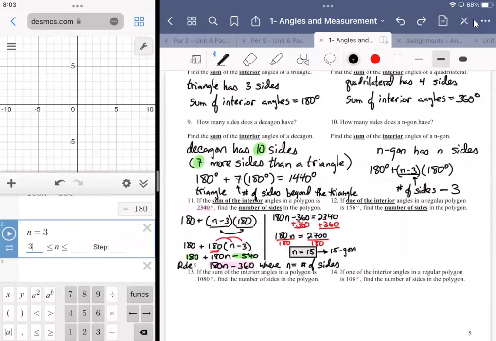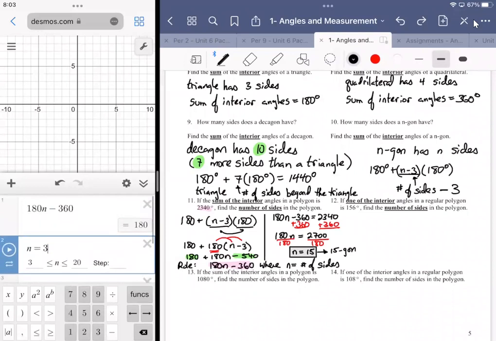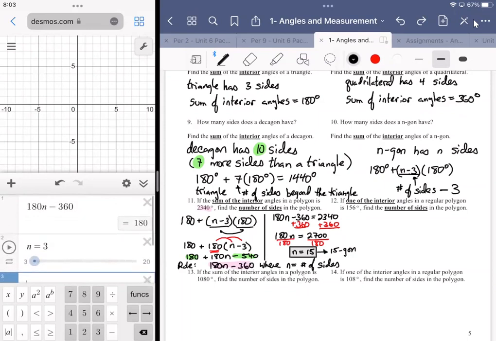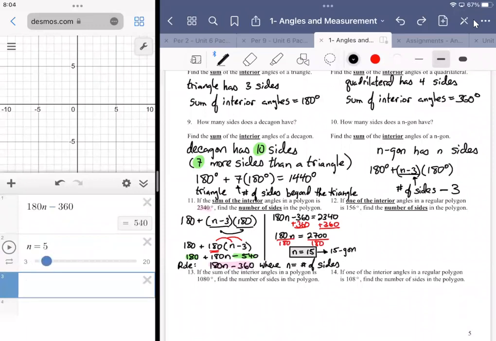You'll see here some angular measures, 2340, that was the one we just did, 1080. There's really no limit to the number of sides that you can have, but you have to cap it somewhere. So I'll say 20, just to have a maximum value. The step is the increment. What do you want to go by? I want to go by ones, so I'll type in 1. So I'm going from 3 to 20 by 1, and it's not going to take into account any decimal values along the way.